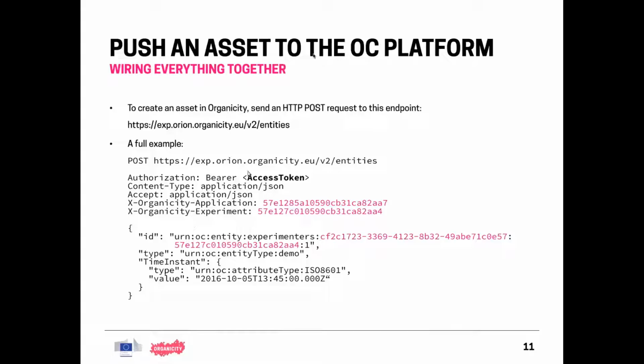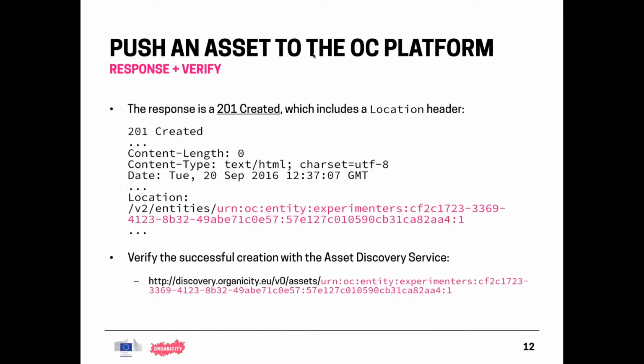Now just one last thing is missing to push an asset. It's the access token. And now I will tell you how to get access tokens for you or your experimenters, participants for your experiments. No, I'm not doing it now, I'm doing it two slides later.